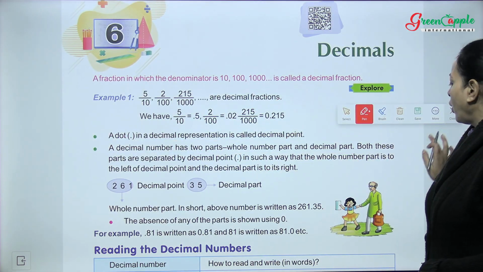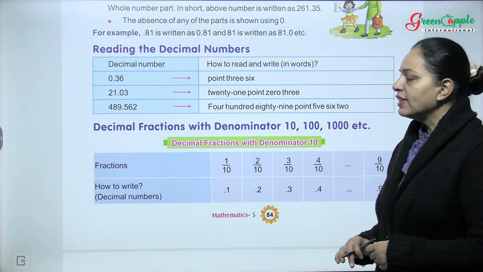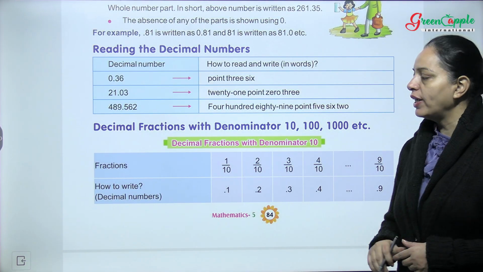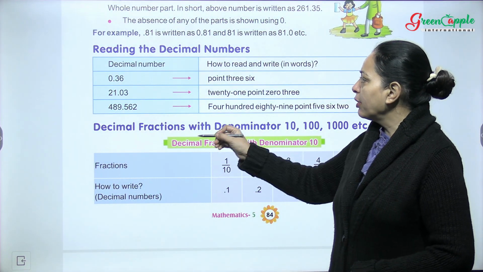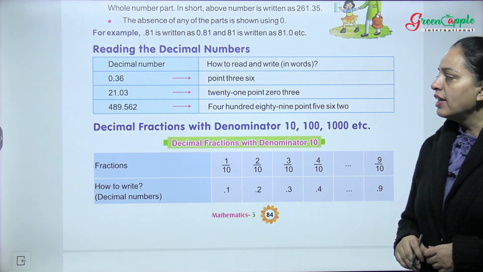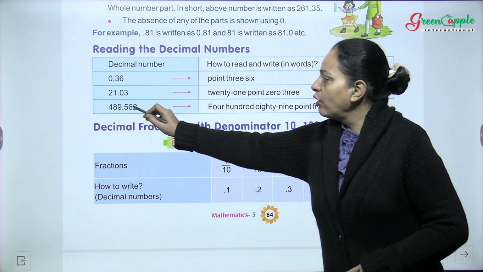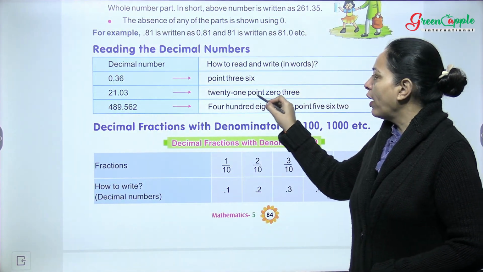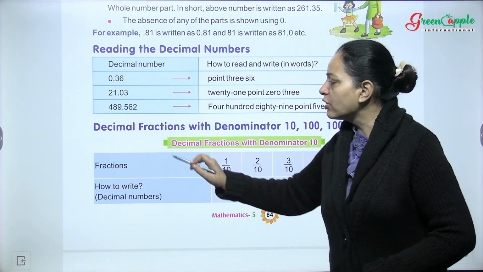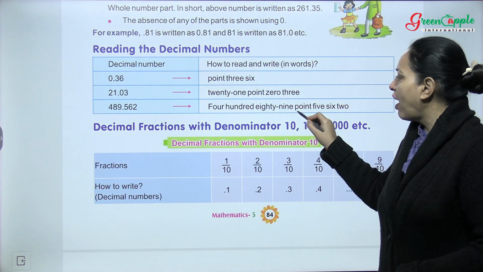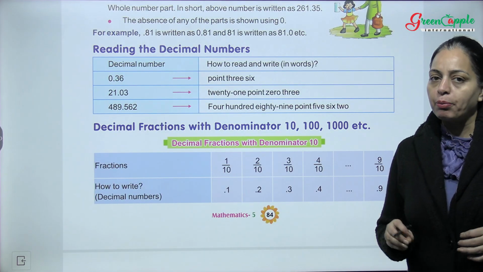For example, 0.81, how can we write it? 0.81, and 81 is written as 81.0, etc. Now reading the decimal numbers, how can we read them? So here a decimal number is given and we read and write it in words, like 0.36, 21.03, and 489.562. We always say the decimal part separately, okay?